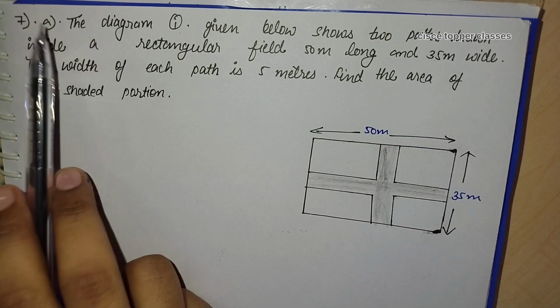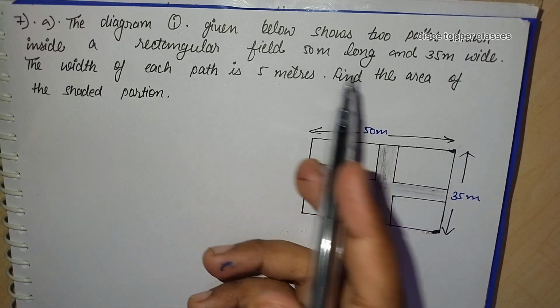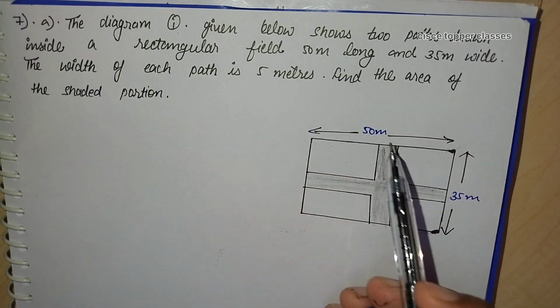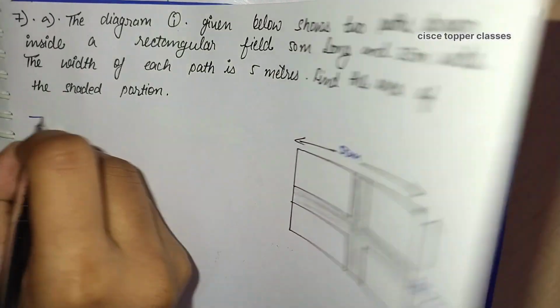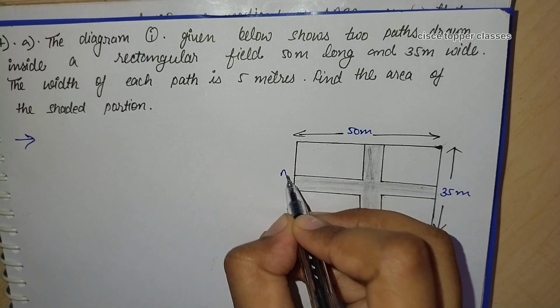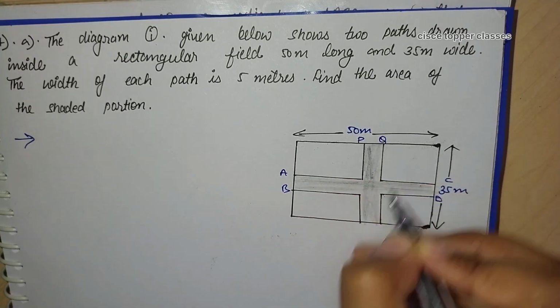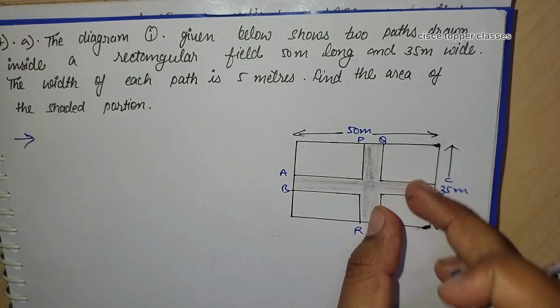Let us solve here seventh first part. The diagram given below shows two paths drawn inside a rectangular field 50 meter long and 35 meter wide. The width of each path is 5 meters. We have to find the area of the shaded portion here. So here we have to find the area of this. Let this be A, B, C, D here, and this be P, Q, R, S. So the sum of these both we have to find.